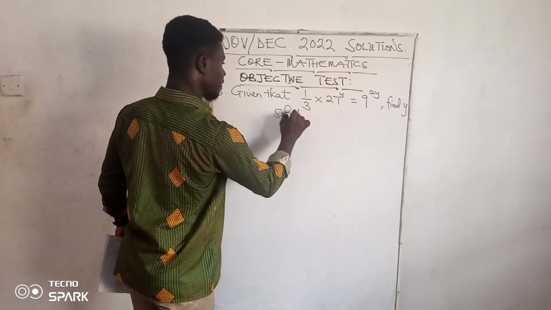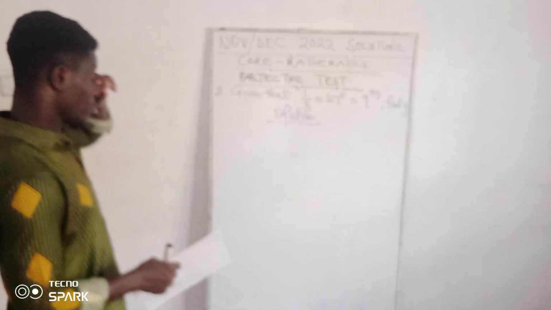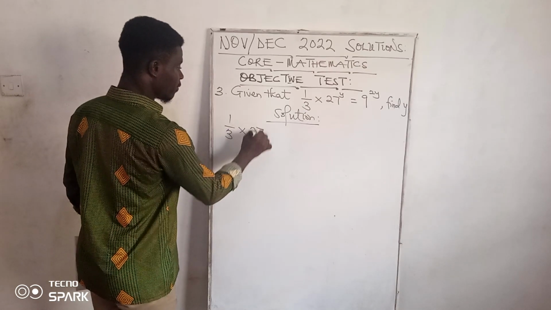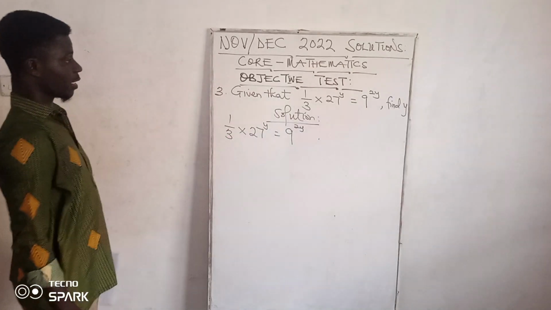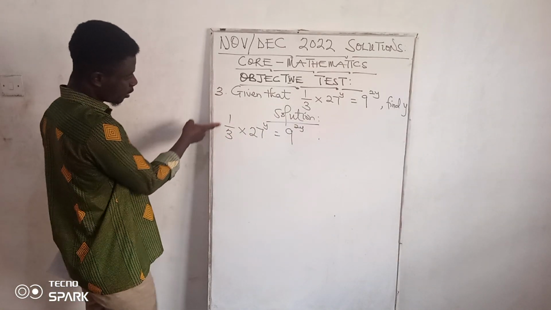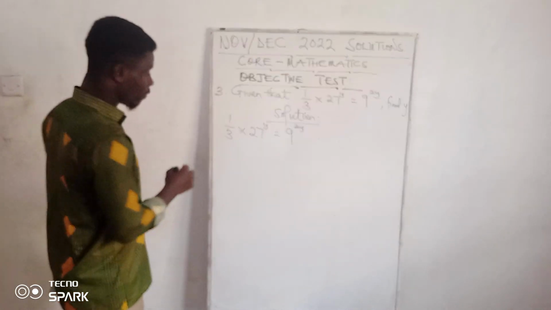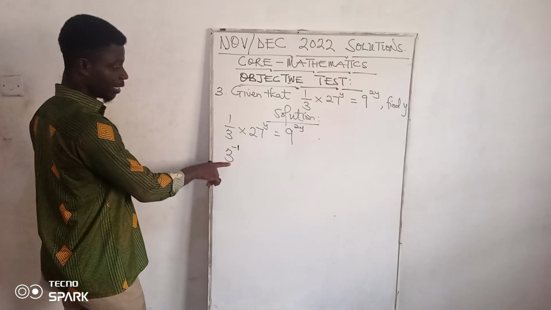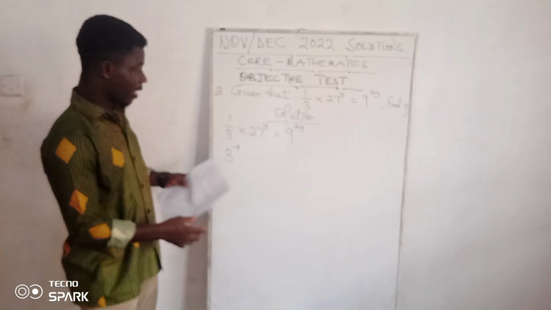So now let's see. This one is indices, right? We can do it in form 2. So I have 1/3 times 27 to the power y equals 9 to the power 2y. You should find this exponent y. Now, this 1/3, I can better write it with a base of 3, which is 3 to the power -1. The base is 3, and the exponent is -1. So I can write it like that.